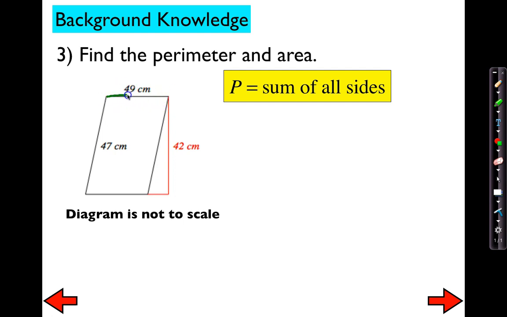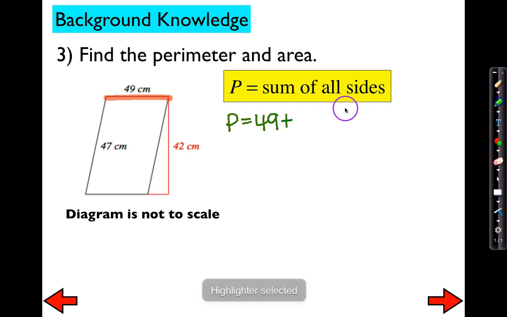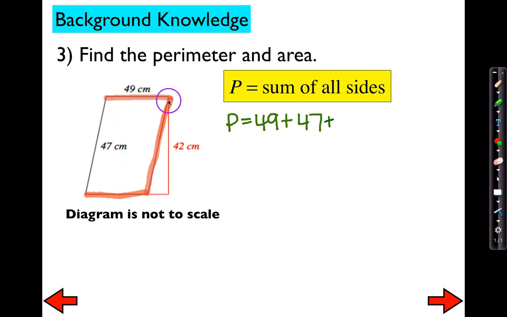Well, let's see here. From here to here, I am running 49 centimeters. So I'm going to start with that. The perimeter is going to be 49 plus. And I'm going to continue to run. I'm going to run down this way here, and that's going to be 47 centimeters. Continue going around this shape. This is basically the same length as this, so I'm going to go ahead and say that's another 49. Plus the last, I'm almost there, this last side, which is also a 47.